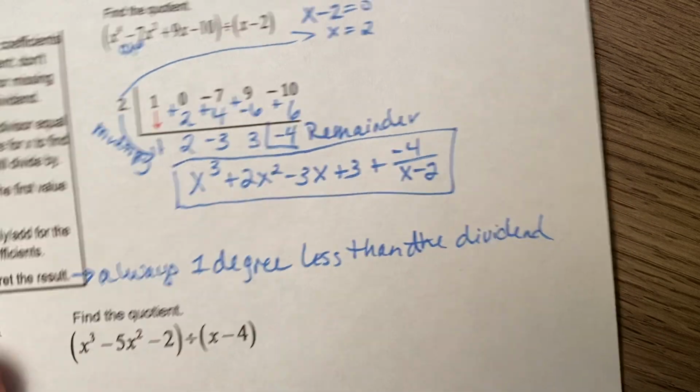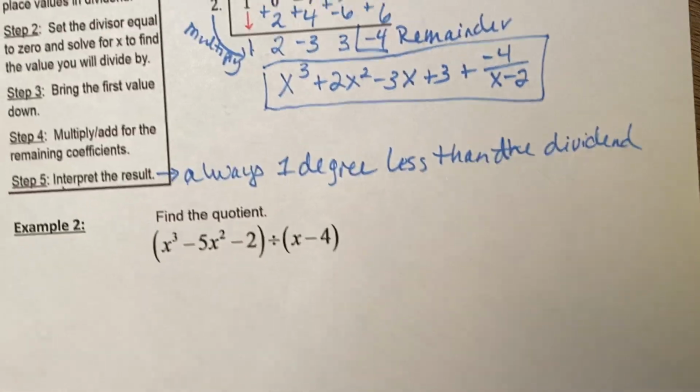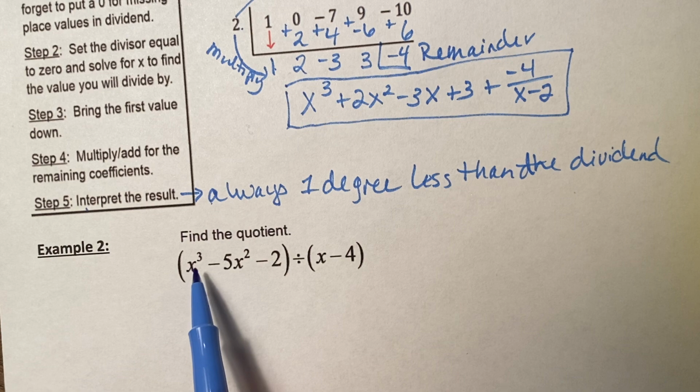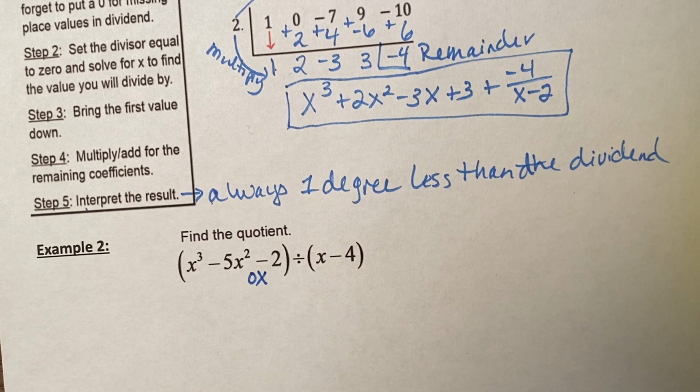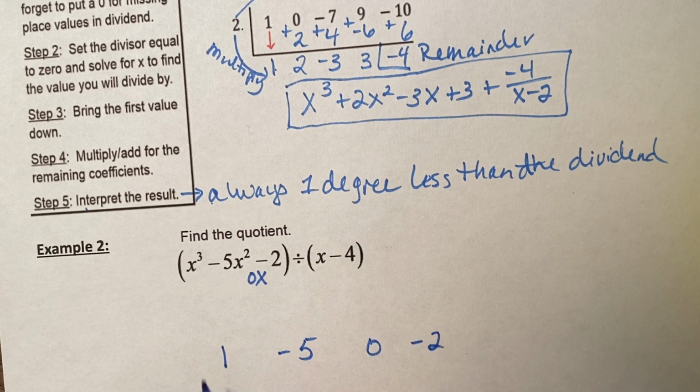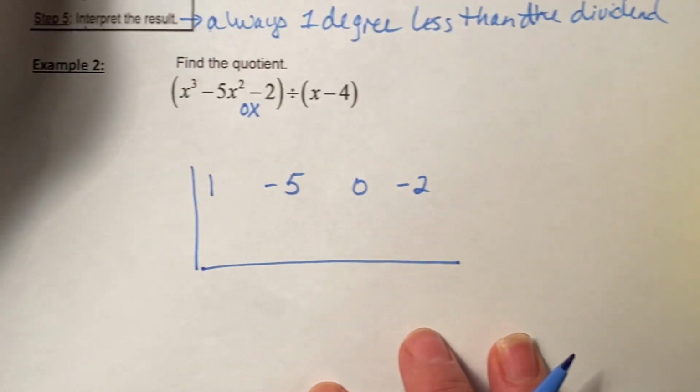Okay, let's try another one. So again, we're going to follow the steps. Notice here again we have 3, 2. We're missing our x to the first, so we're going to need a 0 there. So we're listing our coefficients to start with in order. So that is the setup here.